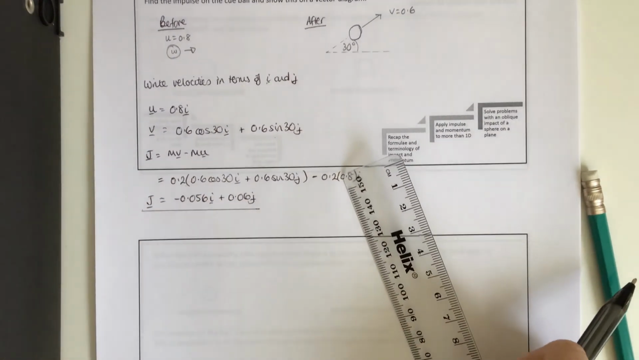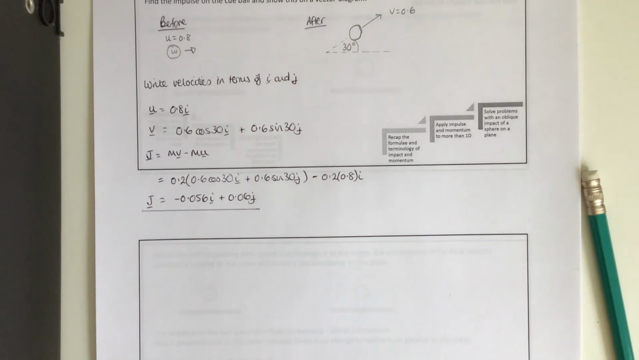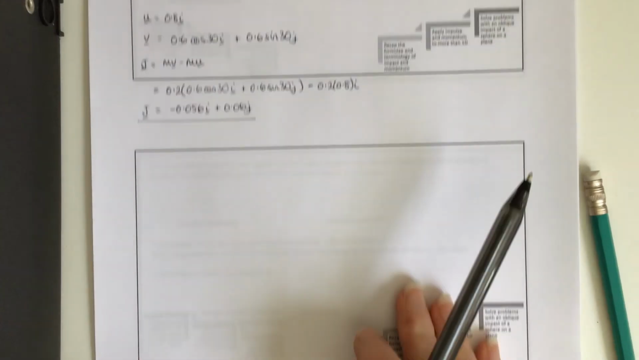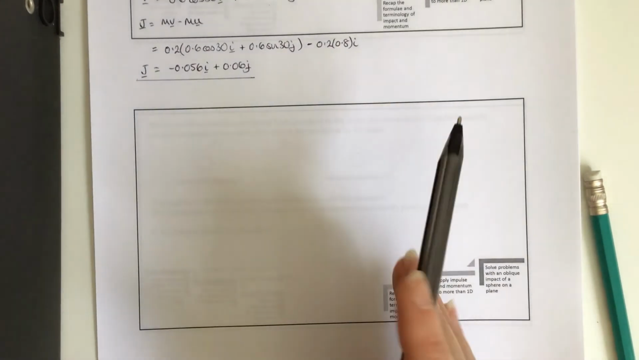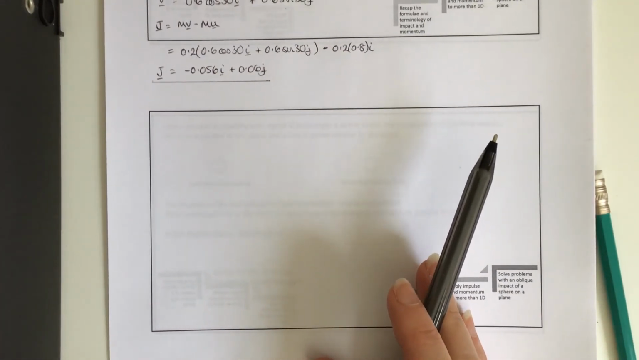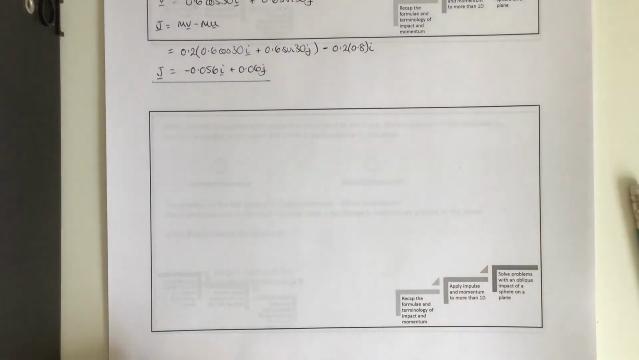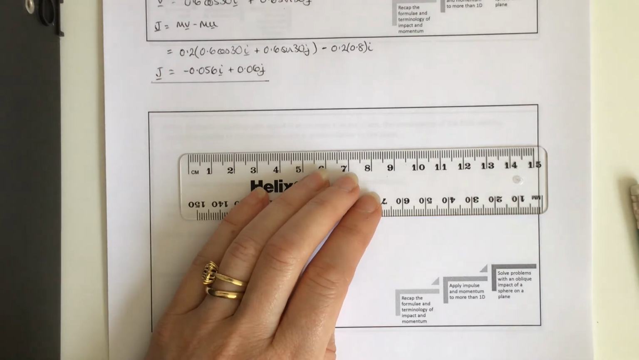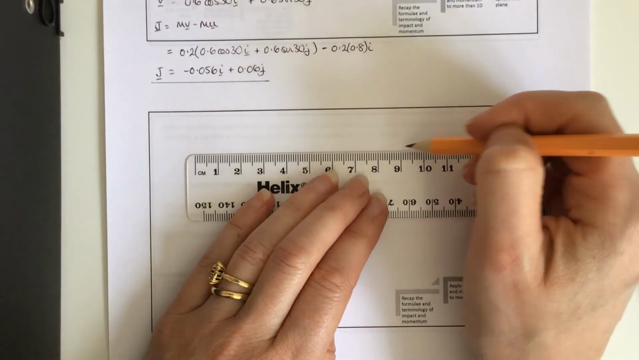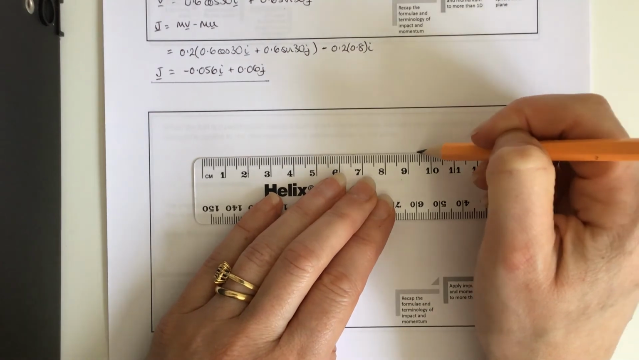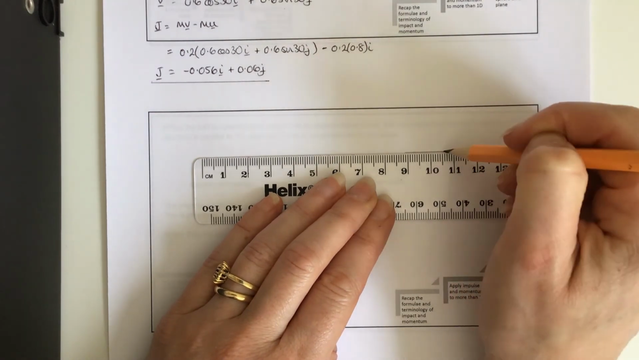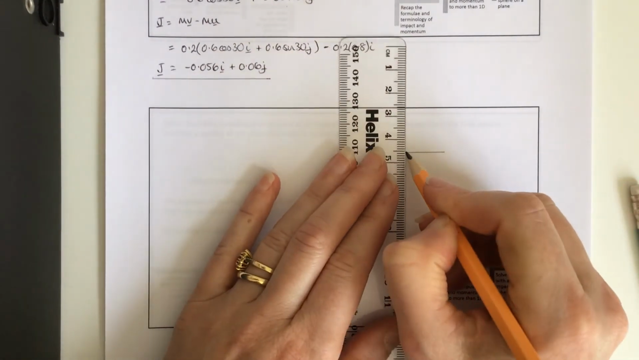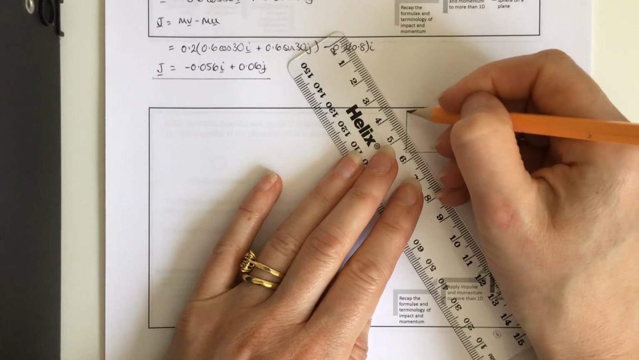So I've got the impulse in terms of i and j, but the question is saying show it on a vector diagram. So I'm going to scoot this up and we're going to work out now the magnitude and direction. So first of all, to do that, I'm going to draw my little diagram that's going to help us work out the magnitude and direction. Again, you've done all these skills before. I'm just going to pop it over here. So it was minus 0.056 in the i direction and 0.06 in the j direction.